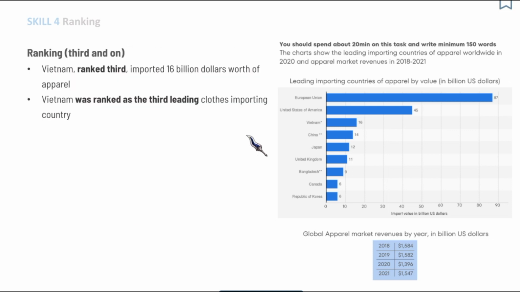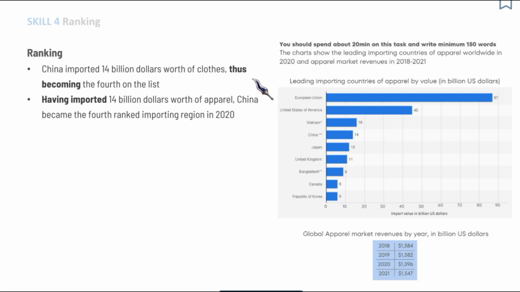When we are talking about the third country, fourth, fifth, and so on, we can go with these options here. So Vietnam, comma, ranked third, comma, imported $16 billion worth of apparel. Alternatively, we can say Vietnam was ranked as the third leading clothes importing country. Instead of third, you can say fourth, fifth, sixth, and so on. And here you can see 2 more options that you can use if you are dealing with rankings.